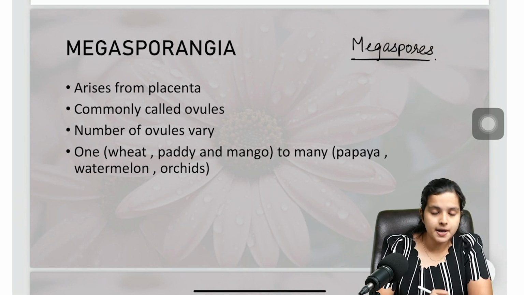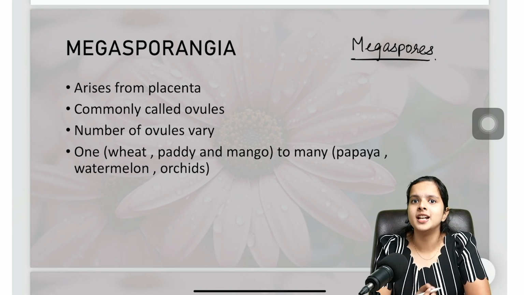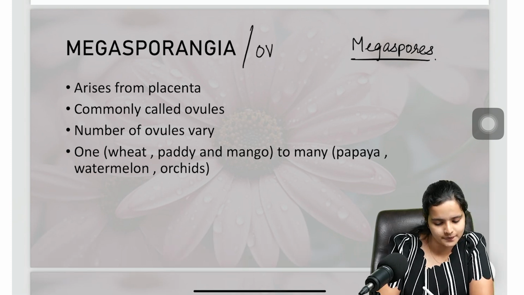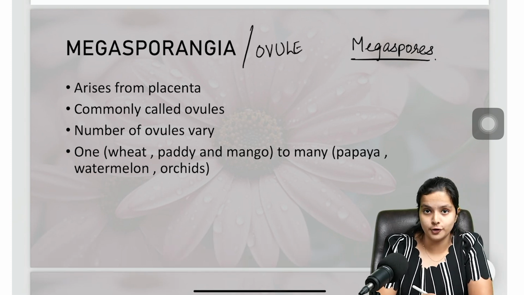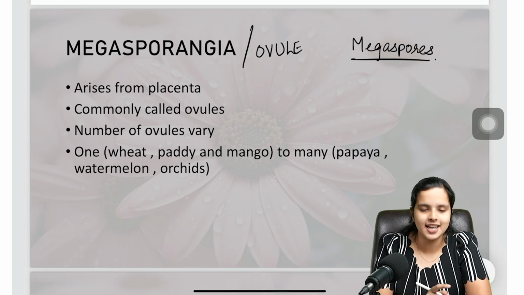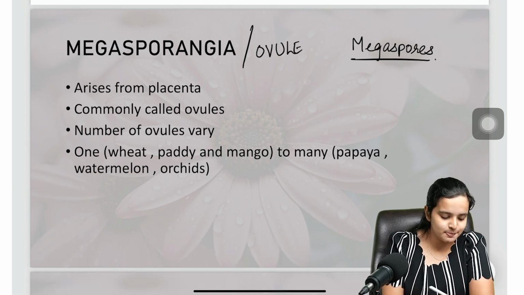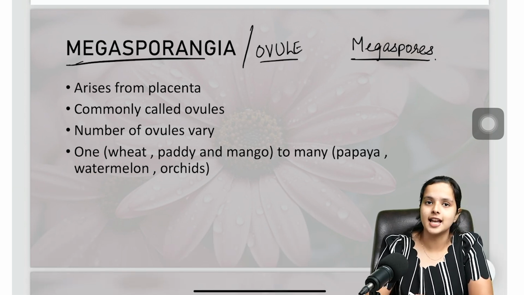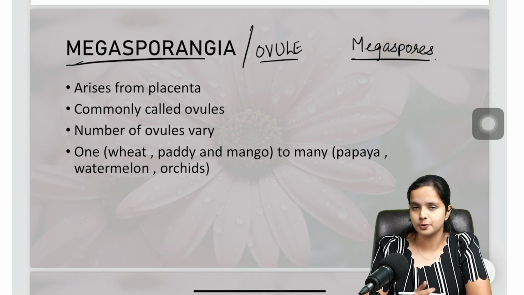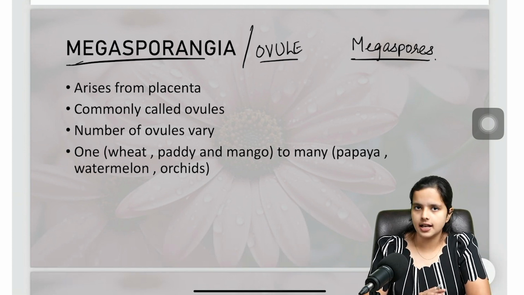Megasporangium has a more common name, and that is ovule. I'll be using the term ovule, and don't confuse between those two. Again, they are simply the same. Megasporangia is plural and megasporangium is singular. And a common name of the megasporangia is the ovule.